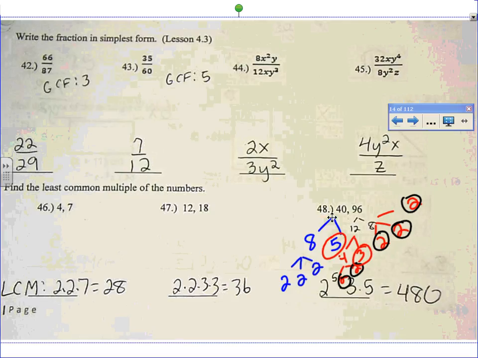Anyone else? Questions on anything on the review? Anything in regards to the difference between LCM and GCF? Ray, keep the calculator down, please. Skylar? Sorry, I didn't see you.